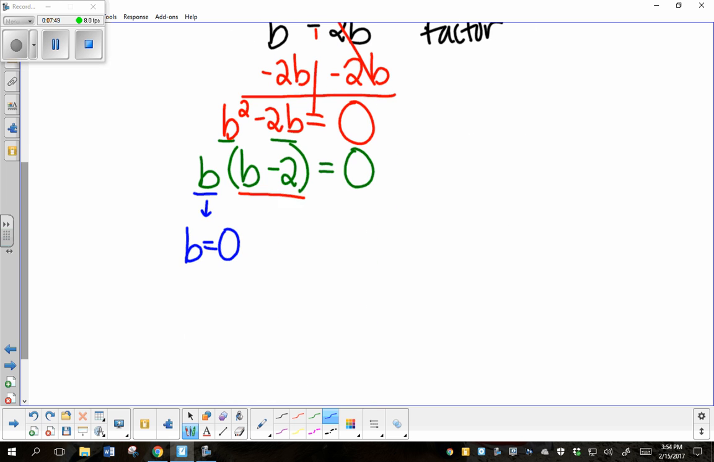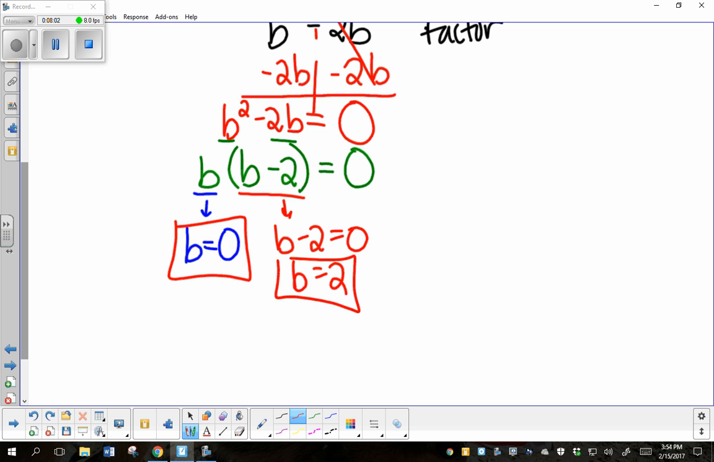It works. And then we're also going to set this factor equal to 0. So we're asking ourselves, what number minus 2 is 0? Well, 2 minus 2 is 0. So I've got two solutions here, b equals 0 and 2. So we're going to write b equals 0 and 2. Either of those would make it work.